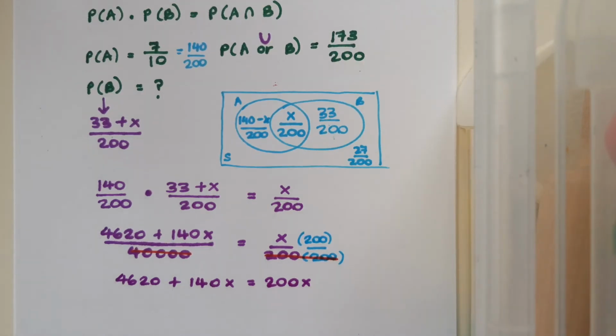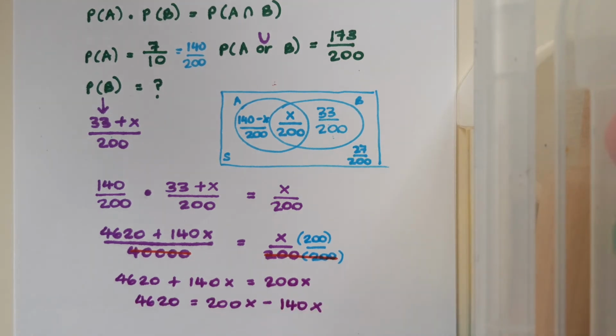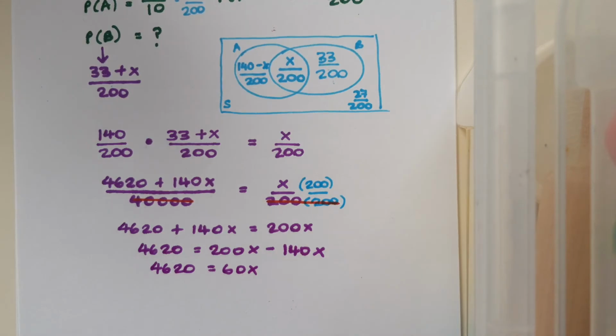So I now have an equation: 4,620 plus 140x equals 200x. Easy peasy to finish this one out. I'm going to subtract the 140x, which will give me 60x, and then I'll just divide by 60 to get x.